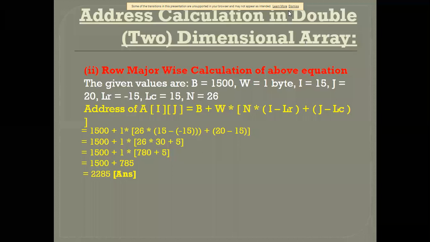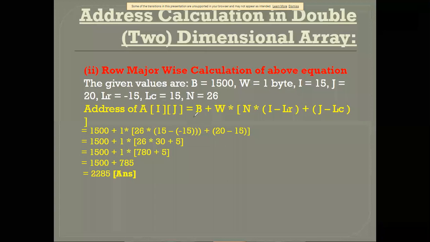So we are calculating the address of A of ij, putting A of ij equal to b plus w into n into I, minus lower limit of row, plus j minus lower limit of column. According to that, we put the base address, that is 1500, plus the width size, which is 1, so we put 1 here. Then 26 is the value of n, into the next value, I. The value of I is 15, 15 minus bracket.